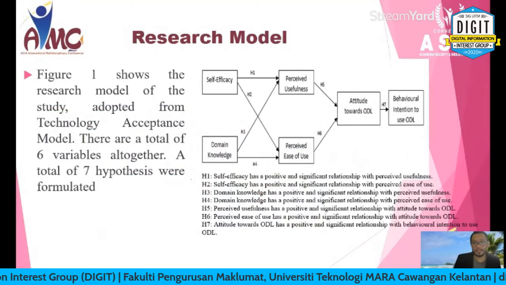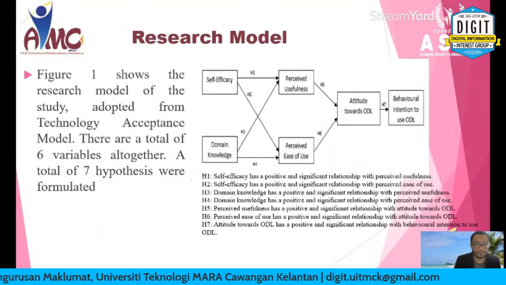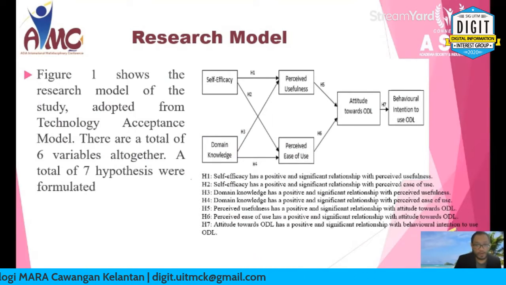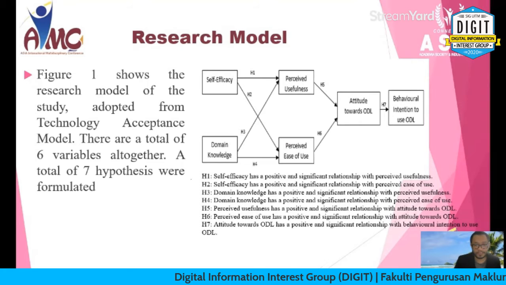So this is the research model of our study. We adopted the Technology Acceptance Model of Davis. Figure 1 shows the research model of the study. There are a total of 6 variables altogether, and a total of 7 hypotheses were formulated.